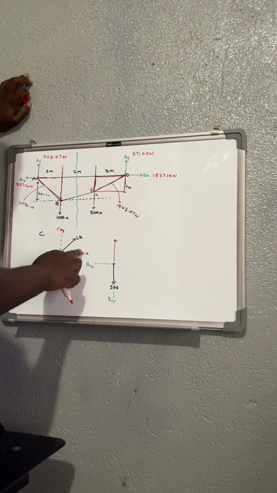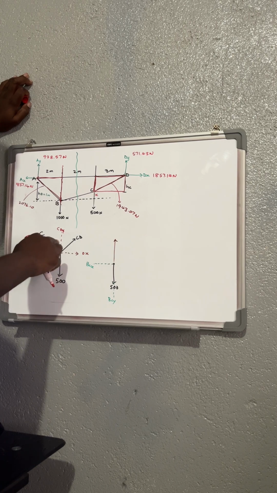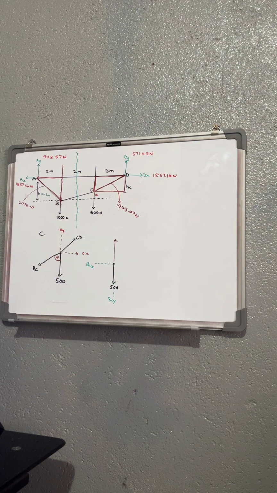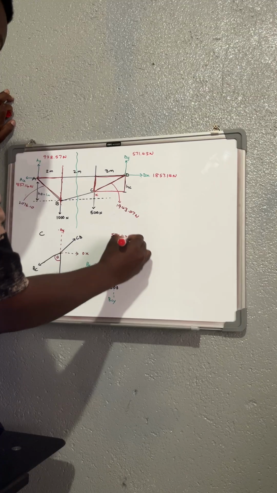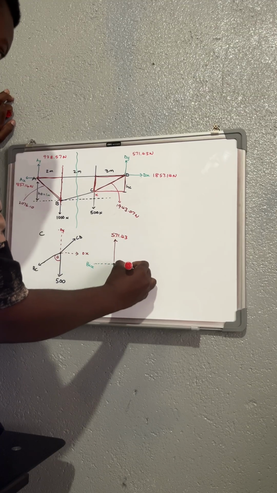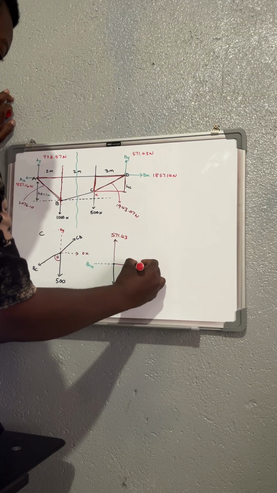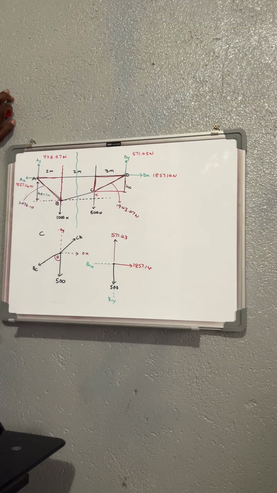Why am I doing the CDY? It's going to be your dx and also your dy. So it means we can just come and say we have that 571.43. Then this side we have that 1857.14. You see? So I just hope that explained the part nicely.